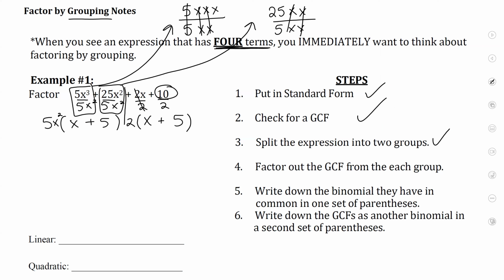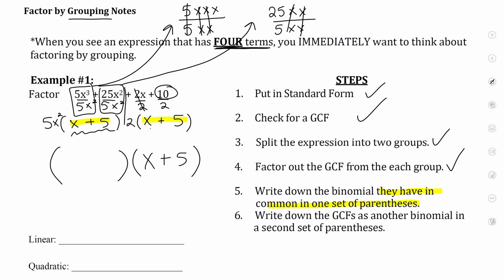Let's pause. We did step 4. We took out the GCF from each group. Now, once you get here, you know you're right if these match. That's how you know you're correct, that you're on the right track. Okay, let's do step 5. Write down the binomial they have in common. What do they have in common? X plus 5. We're going to write down what they have in common in one set of parentheses. What this means, guys, you're going to put x plus 5 in one set of the parentheses.